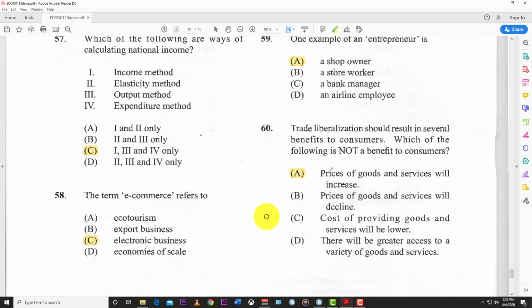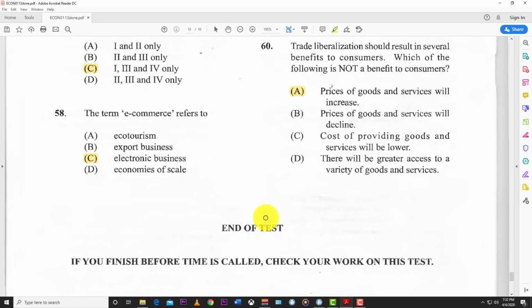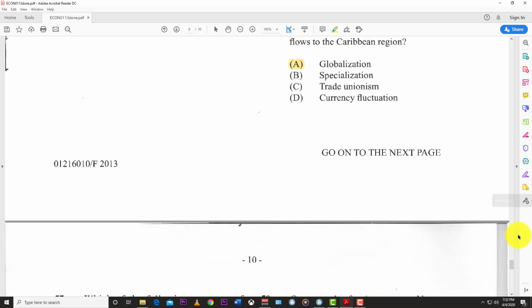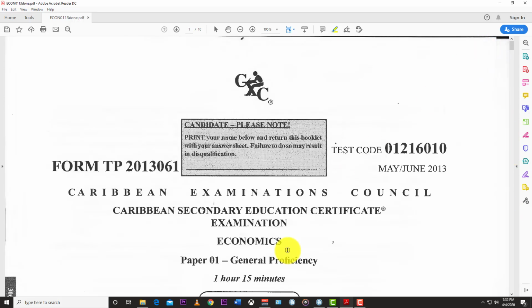this is the end of the 2013 May-June Economics Paper 1. And I must say, this was a very, very easy paper. So I'm not too sure if the upcoming one, if they go strictly paper 1s, if you're going to see some of these ones repeating, because to me, it's a very, very easy question.